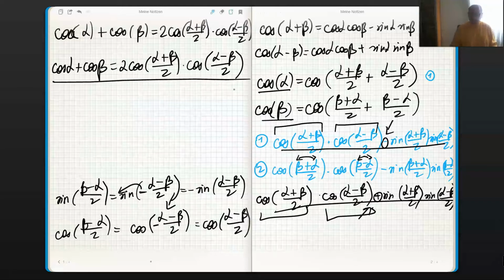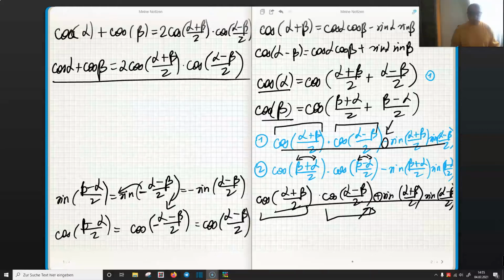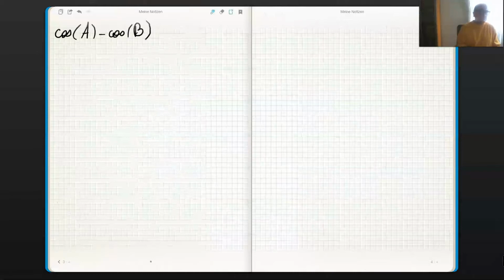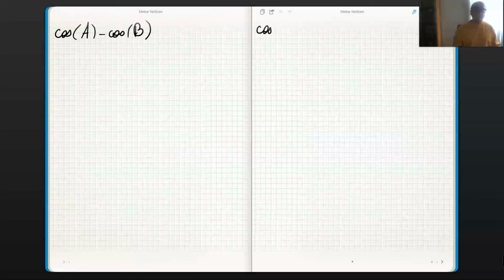Alright, let's move on to statement number 2. I'll just switch the page. So we now have cosine of A minus cosine of B, and we're actually doing the same. Now we're applying this formula, which is cosine of the first cosine of the second plus sine of the first sine of the second. And we are just rewriting cosine of A.